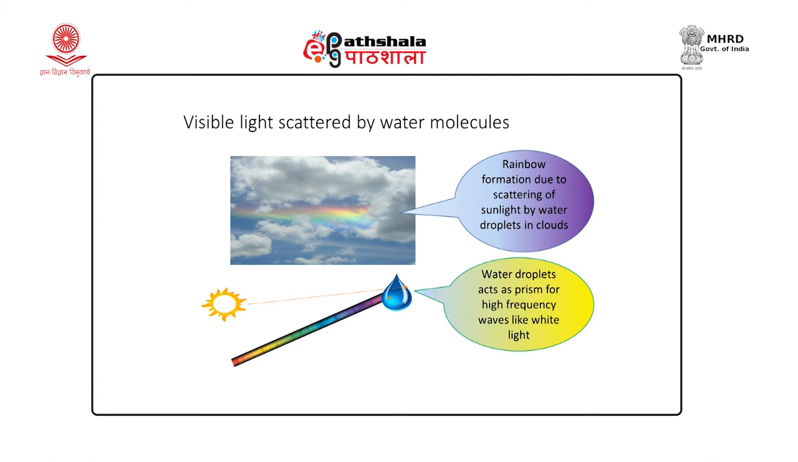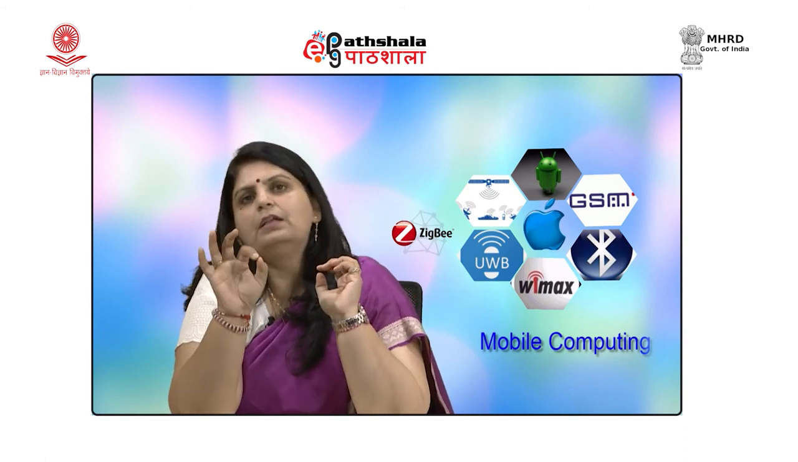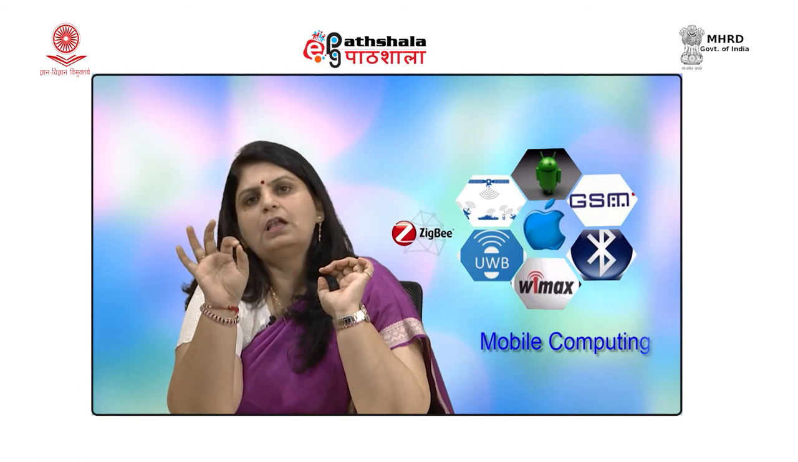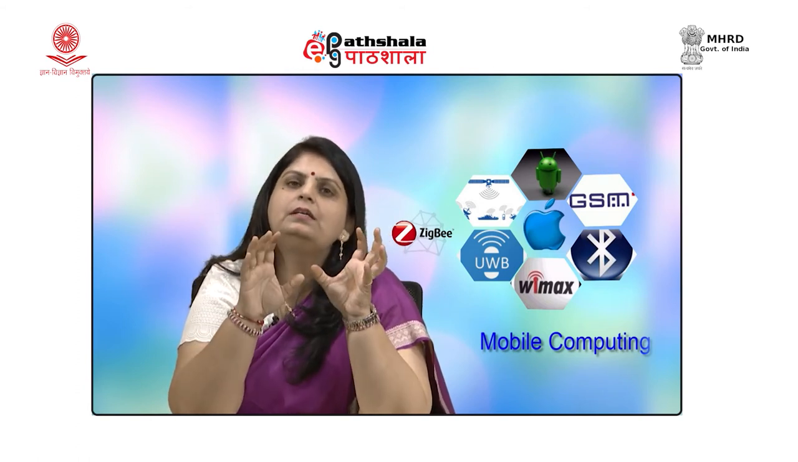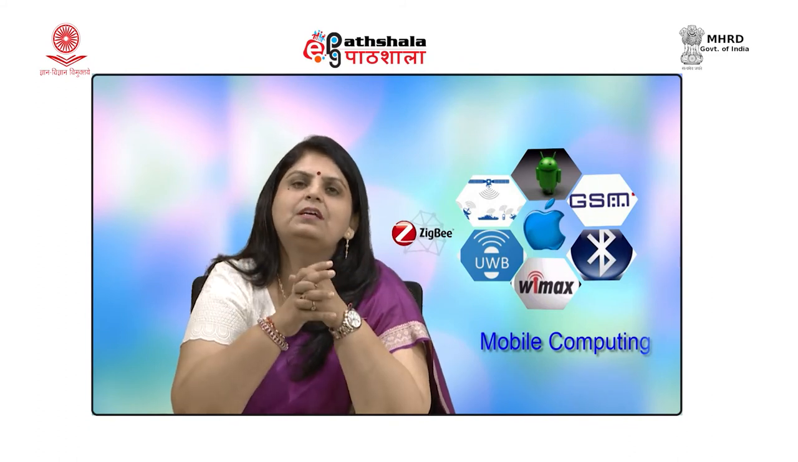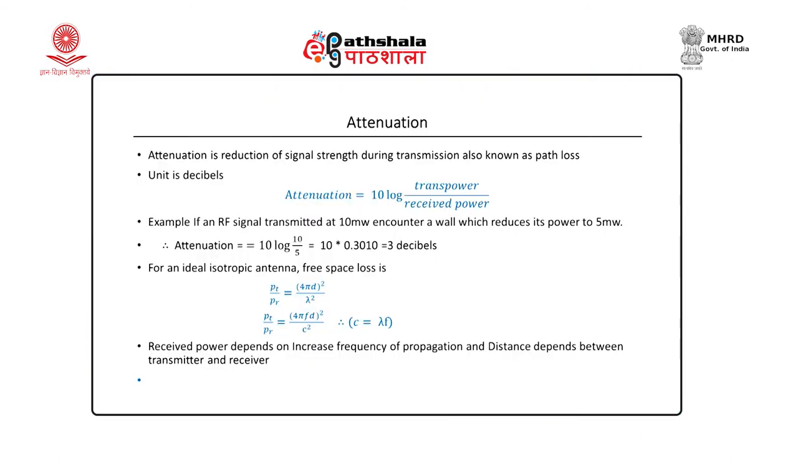When this visible light falls on water droplets, the droplets act as a prism. What is a prism? A prism is an object which converts a wave into its constituent signals. And what are the constituent colors of white light? The 7 colors: violet, indigo, blue, green, yellow, orange, red. So whenever sunlight falls on the water droplets in the clouds, they act as a prism. The sunlight is broken up into 7 constituent colors and we see the rainbow. So there is a very simple physical phenomenon behind this, known as scattering. Now, we will see what the effects of these phenomena are.